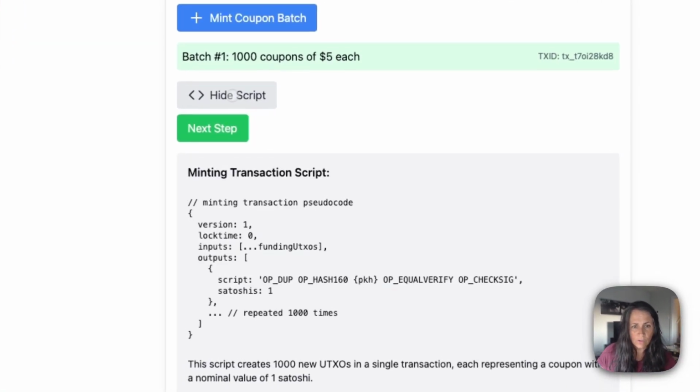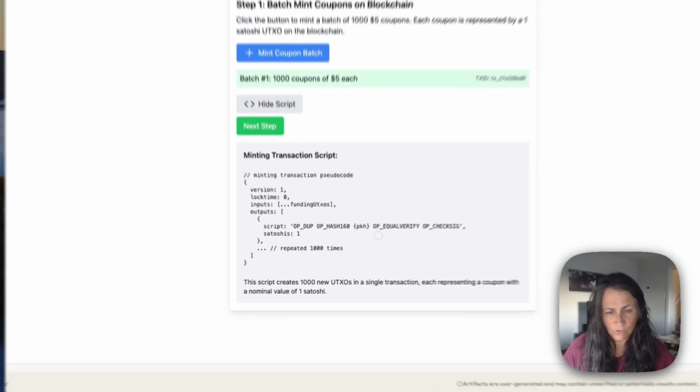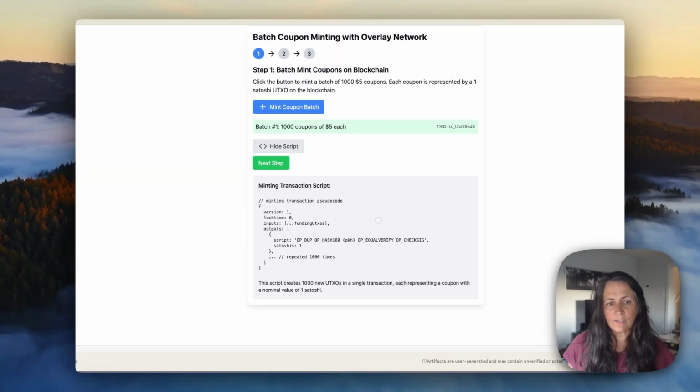So let me just show you this pseudocode again, and we won't go too much into it, but basically it is just gathering transactions or UTXOs that you own, and it is preparing them to be spent into a new UTXO that will be these 1,000 coupons, and it's kind of that simple. Each of these coupons will be represented by one Satoshi, so that's not very much. It's a tiny, tiny, tiny amount.